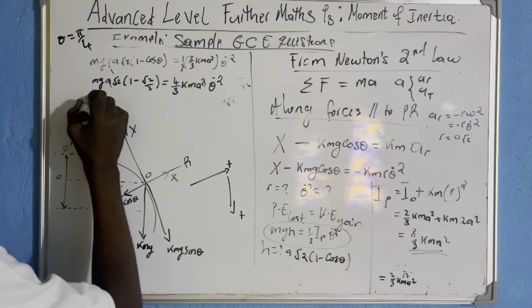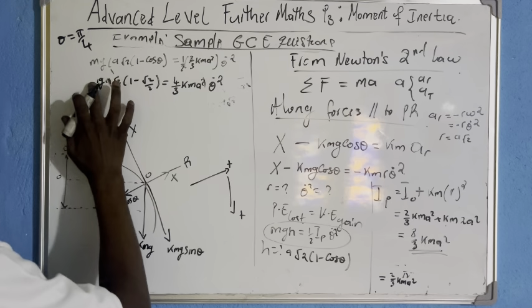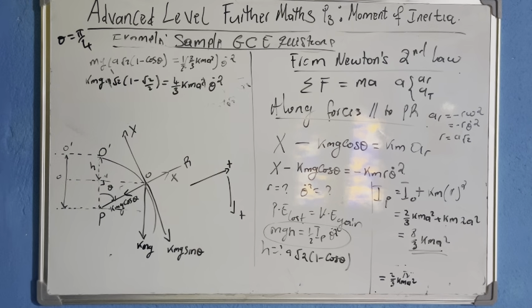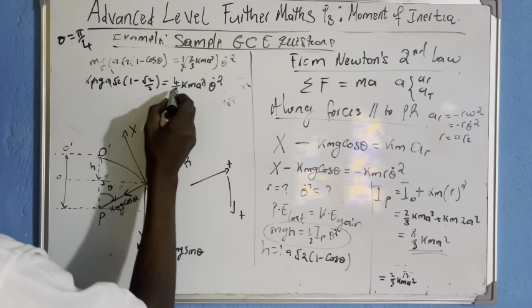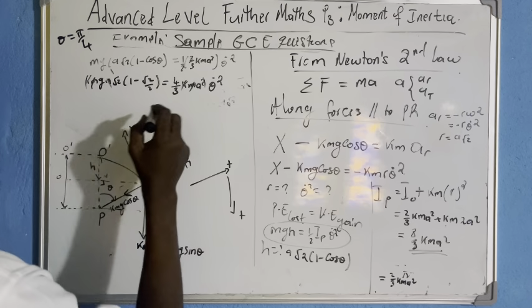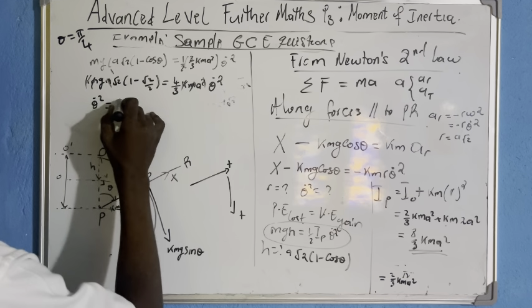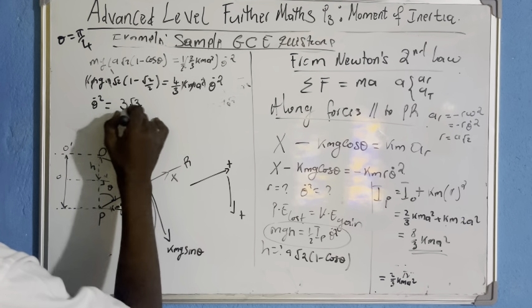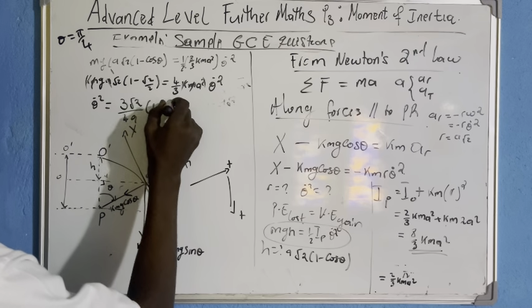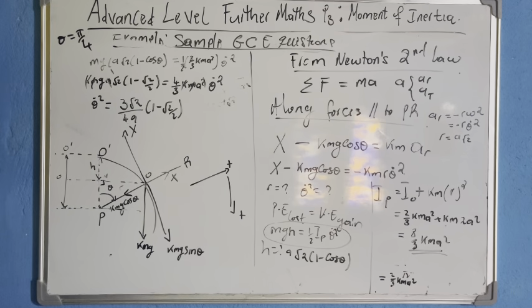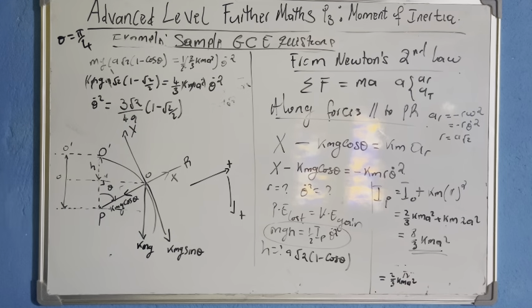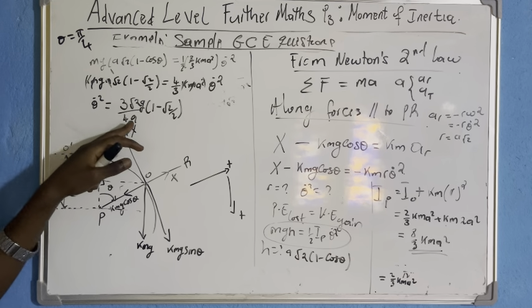Remember that, please, the mass here is km. It means that even m here will cancel, k cancels here. So I will stay with theta dot square equal to 3 root 2 all over 4a into 1 minus root 2 all over 2. So that is theta dot square. I hope you're understanding. So I'll make theta dot square the subject: 3 root 2 g all over 4a.